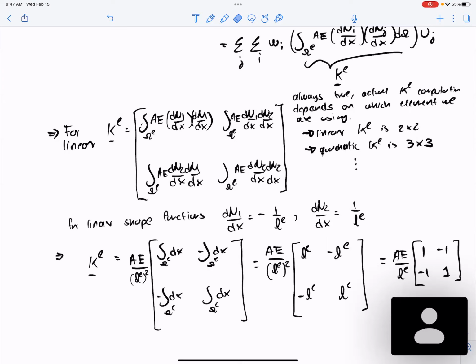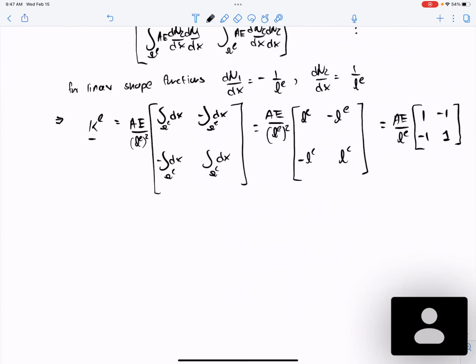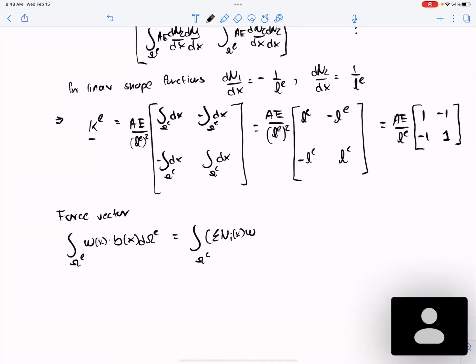Any questions about this? Okay, so for the other term in the weak form, which was the force vector, it looks like W times some function, which is the body force, could be gravity. And again, what we are going to do is replace that W with the sum of shape functions times nodal values. The B, I'm going to leave like it is.